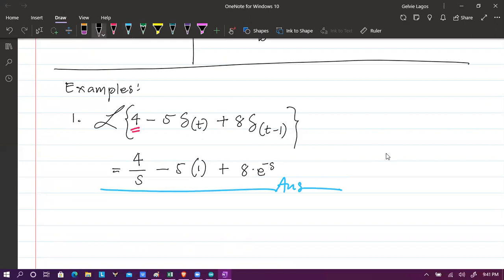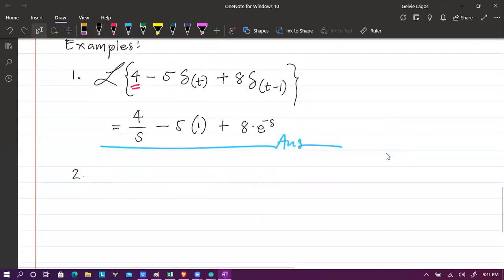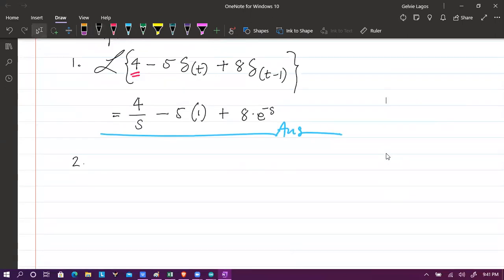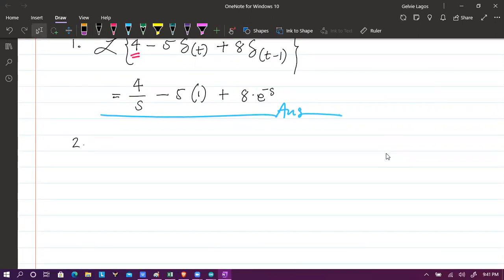All right, so let's have problem number 2. For problem number 2, we have this function. So let's solve this function. What is the Laplace transform of, let's have this one as 4t minus 3t squared plus 6t raised to 5? To solve this Laplace transform, we need to take the Laplace transform of each term.